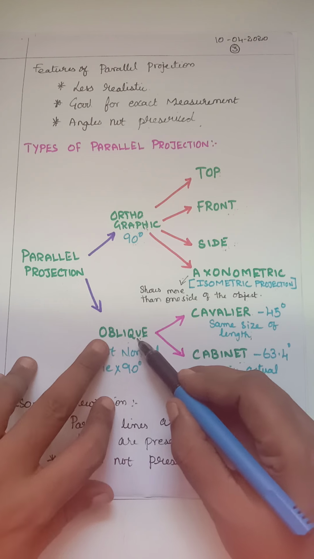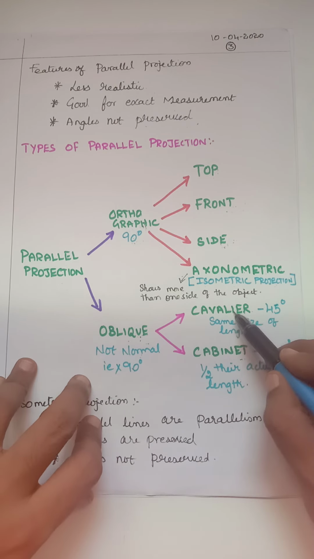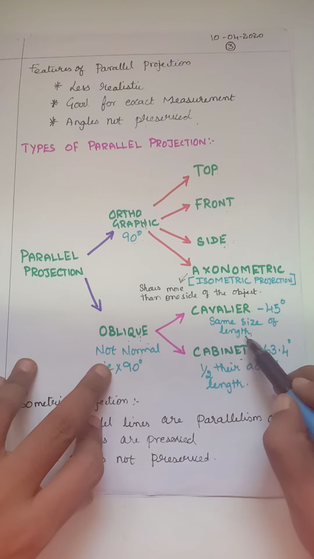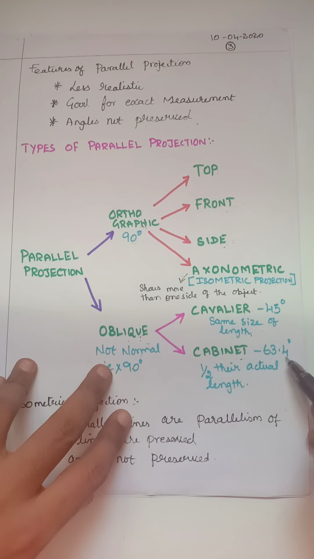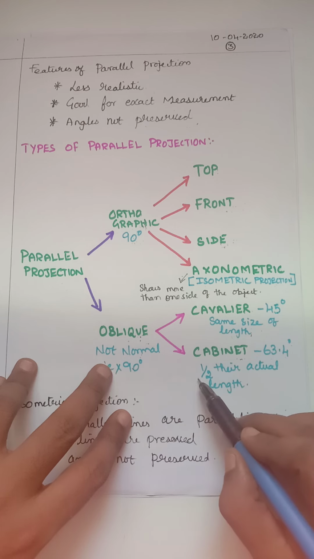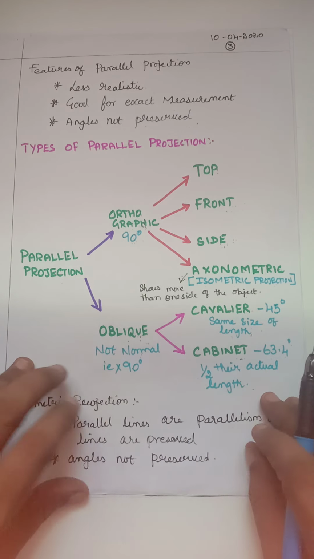There are two types of oblique projection. One is cavalier and the other one is cabinet. Cavalier uses 45 degrees, which shows the same length of the object that you want to project on the view plane. But in the case of cabinet, it is 63.4 degrees. If the length of the object is 10 centimeters, it will be projected onto the view plane as half of its actual length, that is 5 centimeters.